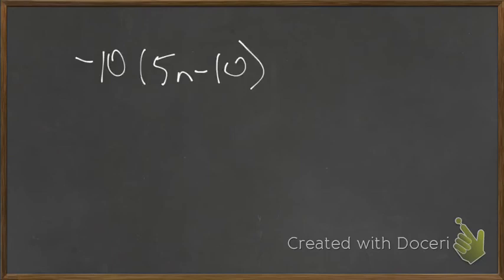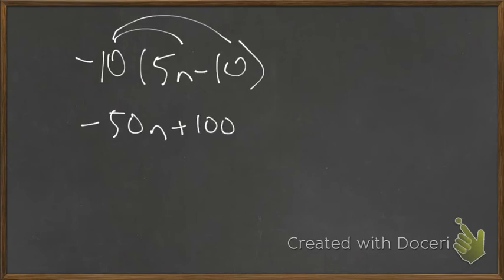I got -10 times 5n minus 10. All right, so thinking back to the zombies, those emergency kits, what did you naturally do knowing that you had 5 kits? You multiplied everything by 5, right? Same thing here. I've got -10 of everything in the parentheses. So that's a -50n plus 100.